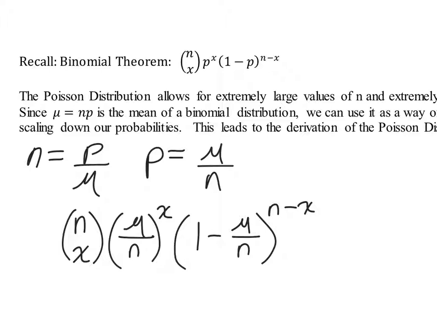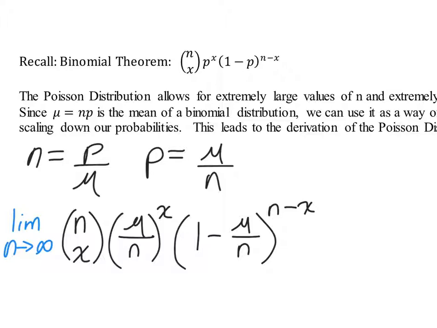So this actually is the basis of the Poisson distribution, just this simple substitution. What we want to do is allow for extremely large values of n. So what we do is we find the limit as n approaches infinity of this whole shebang.